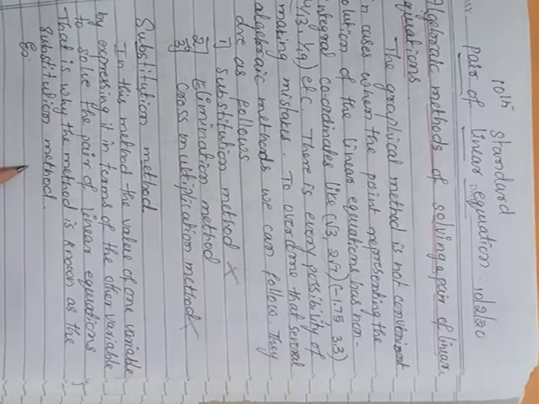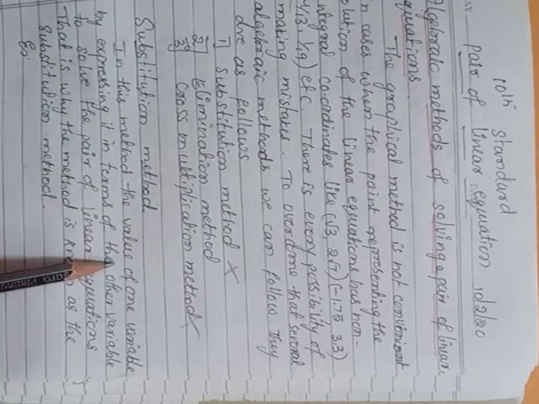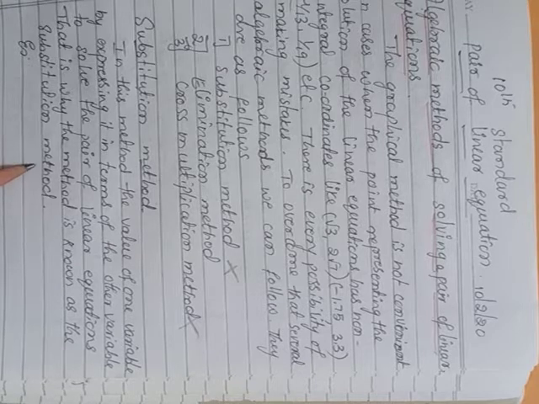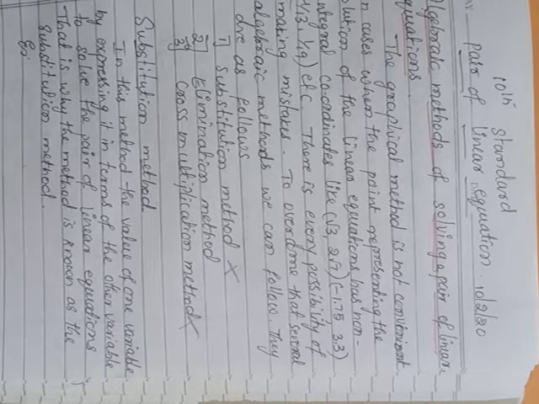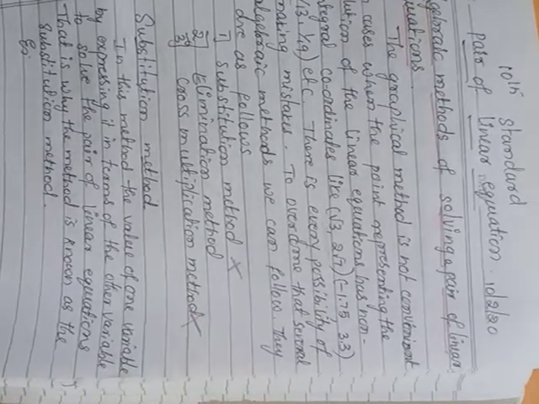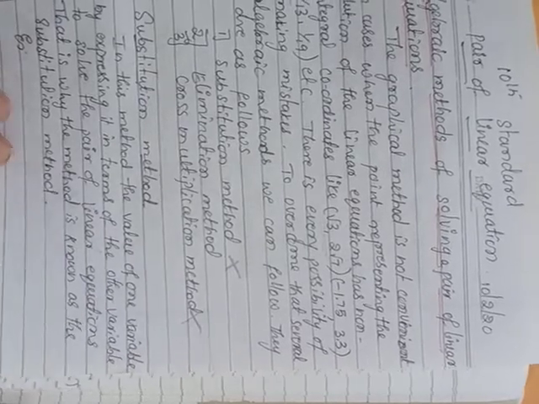Just let me say what the substitution method is. In the substitution method, any one variable we express in terms of the other, then that value will be substituted in the other equation and we will get the value of one variable. Then we can substitute that value in the other equation and we will get the other value. Now we will move to the elimination method.